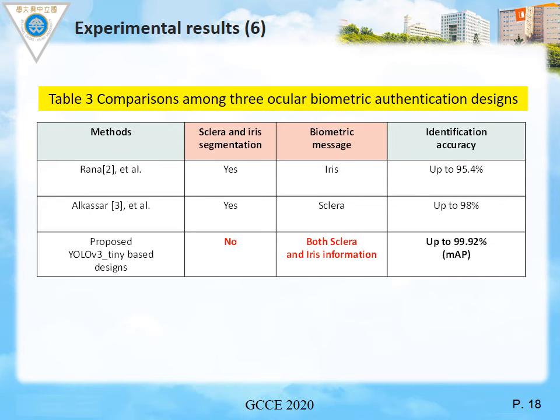In this slide, Table 3 lists the comparisons among 3 ocular biometric authentication designs. In the table, we can see that the proposed design does not need any sclera and iris segmentation, and the proposed design uses both sclera and iris information, and the proposed design can provide identity accuracy up to 99.92%.